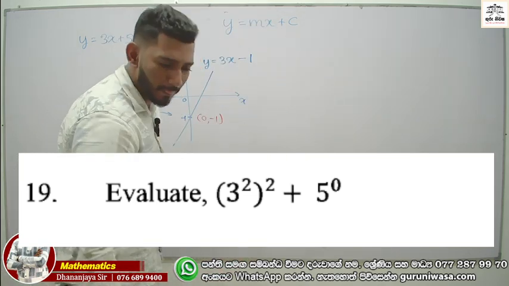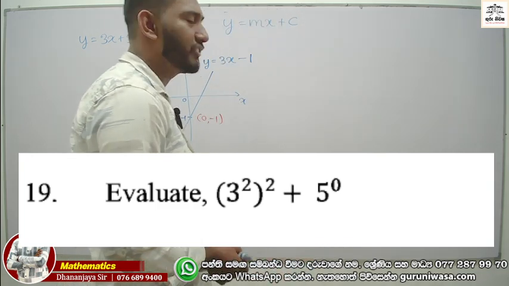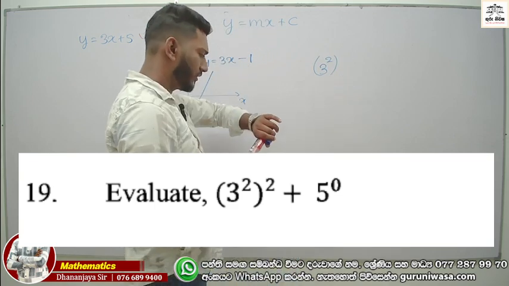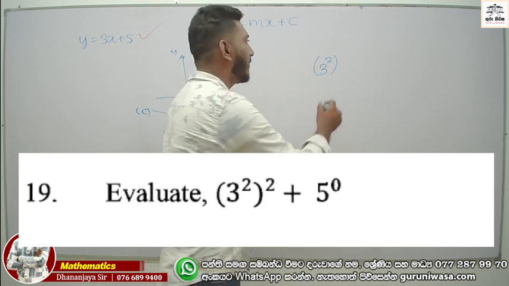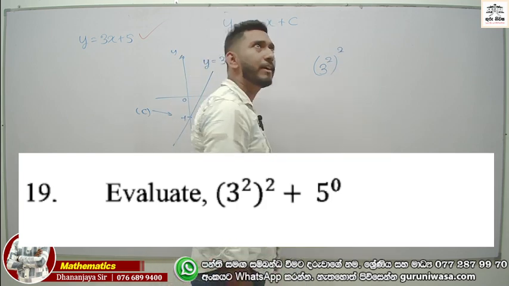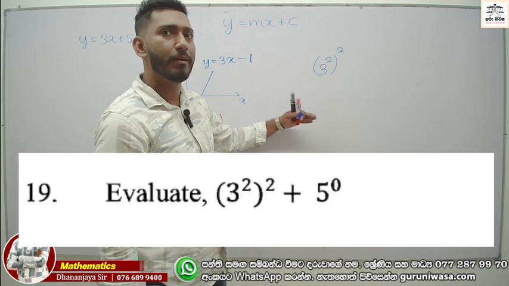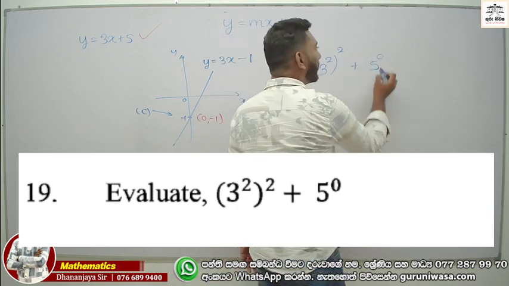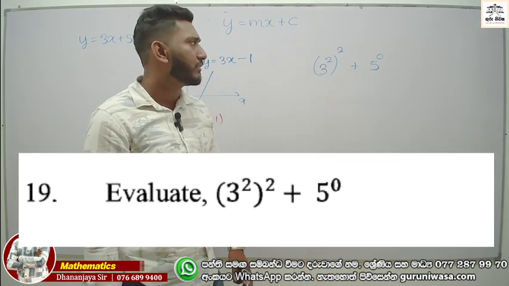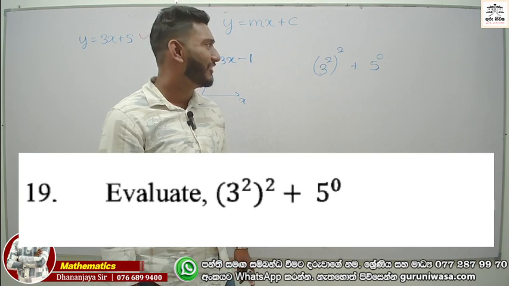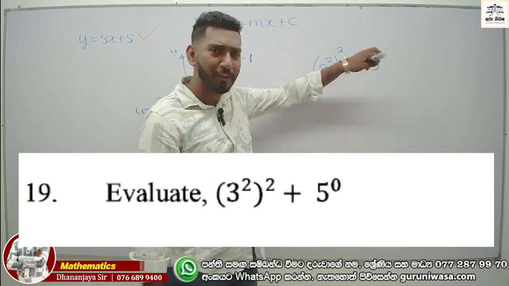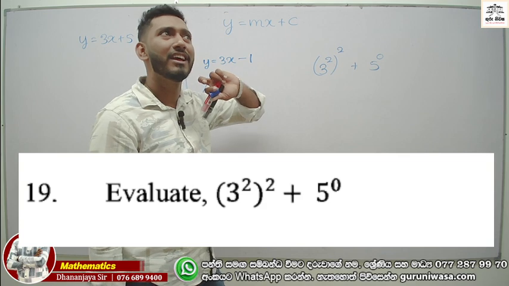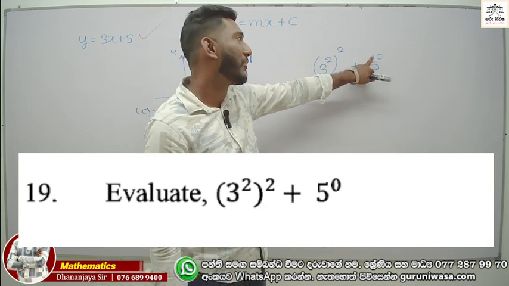That sounds very easy. Look at this. 3 to the power of 2, and the power of 2, we call power of power, right? And plus 5 to the power of 0. We did it in the Saturday theory class. 5 to the power of 0, what is the answer? 5 to the power of 1, that means 5. 5 to the power of 0, right?